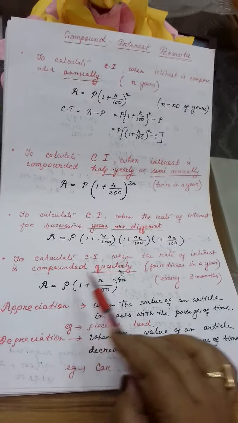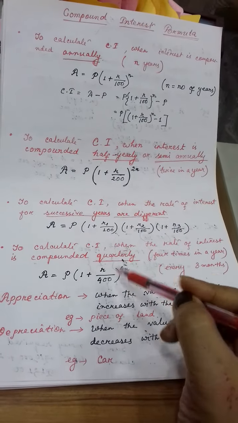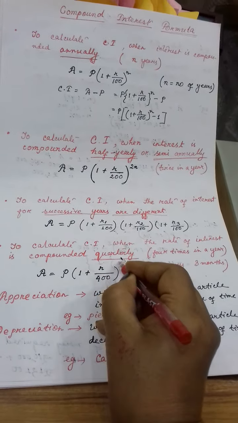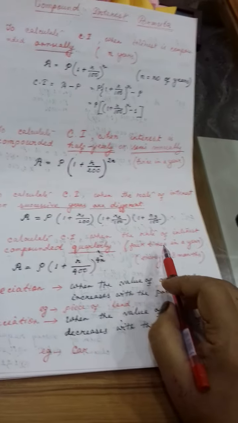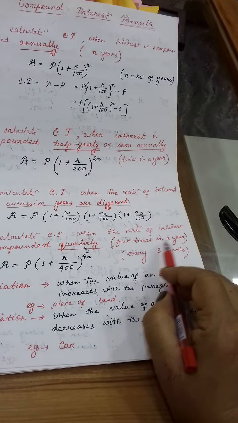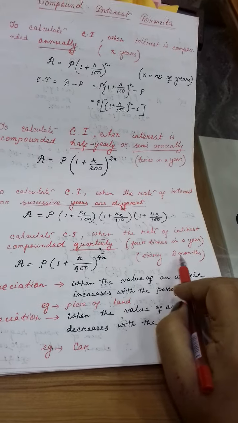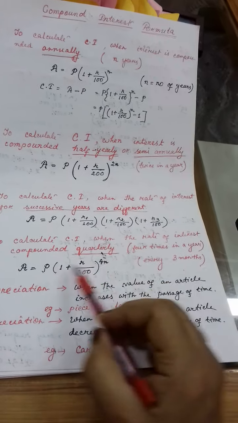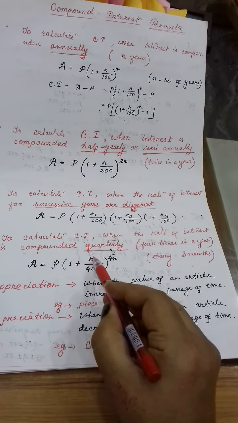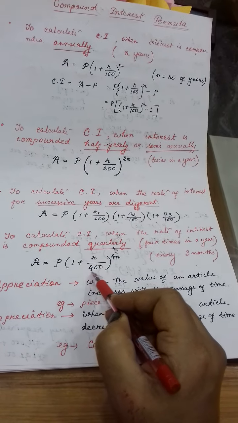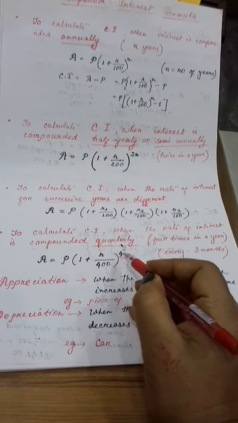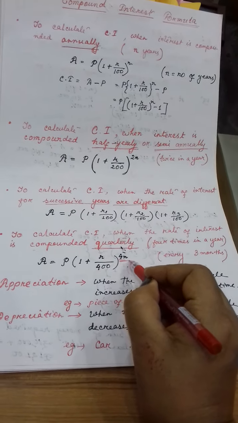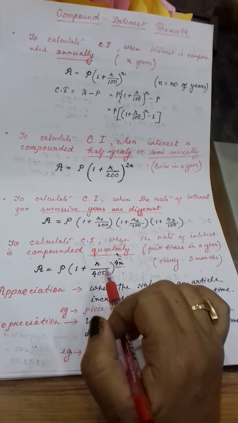Clear? Next one is if we have to calculate compound interest quarterly. Quarterly means 4 times in a year. Clear? That means after every 3 months, if you have to calculate compound interest, then you have to apply this formula. R by 400 and here it will be 4n. It will be 4n. Otherwise it will be same for all.